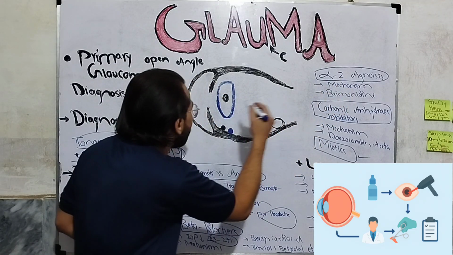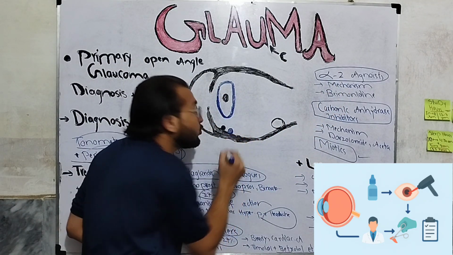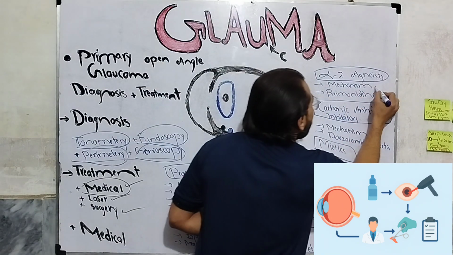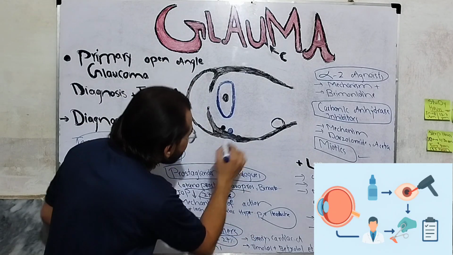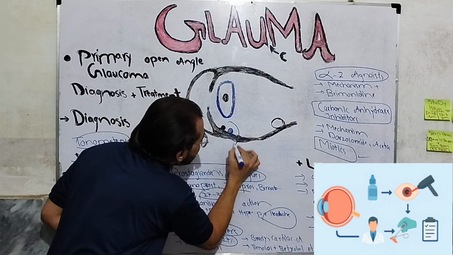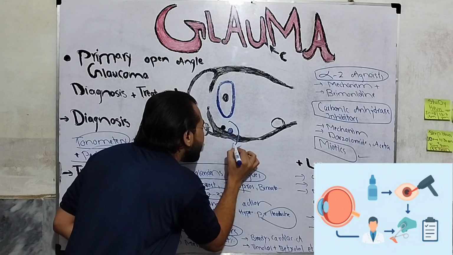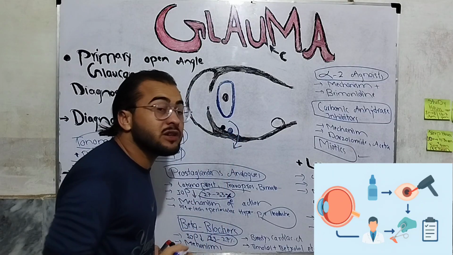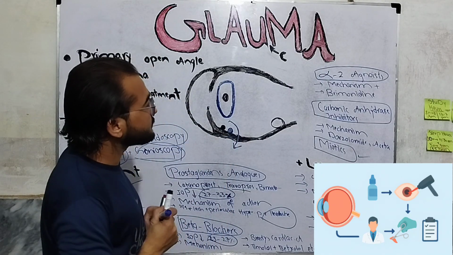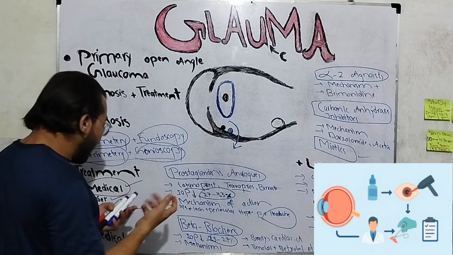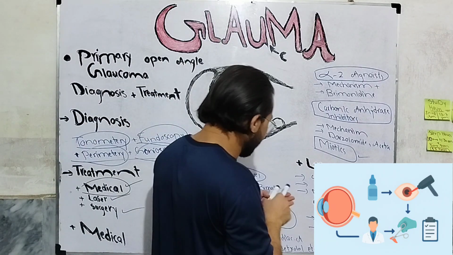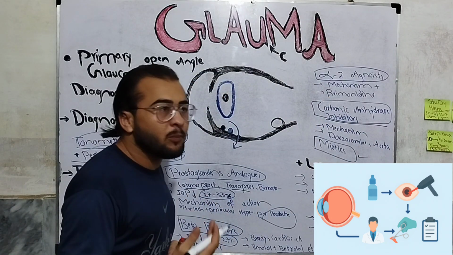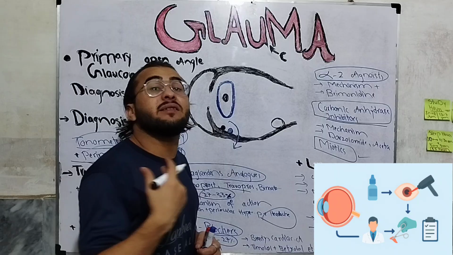So the alpha 2 agonist will enhance the activity of these alpha 2 receptors and inhibit the production of aqueous humor. Plus, the alpha 2 agonist increases the aqueous outflow through the uveoscleral route. So by these two mechanisms, decreased production and increased withdrawal of aqueous humor from the posterior chamber, the intraocular pressure decreases. Now, we can also use another drug group, carbonic anhydrase inhibitors, for example dorzolamide and acetazolamide.